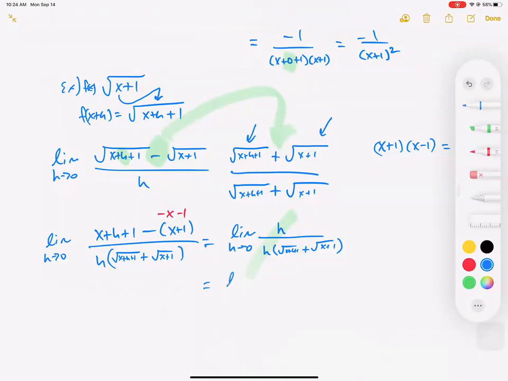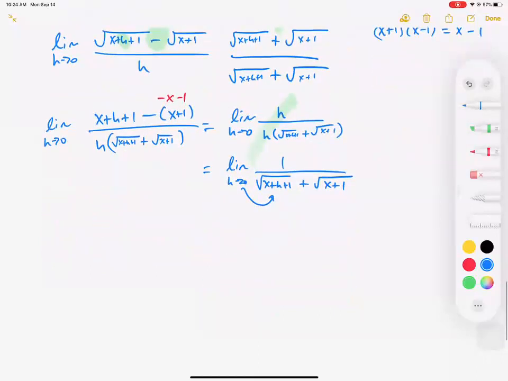Rewriting this one more time, the limit as h goes to 0 of 1 over square root of x plus h plus 1 plus square root of x plus 1. Now, maybe I should write that a little nicer so you guys can see it. Okay, plug in the 0. Easy peasy. It turns out we end up with twins again. But be careful about these twins. They are not multiplying. They are adding each other.